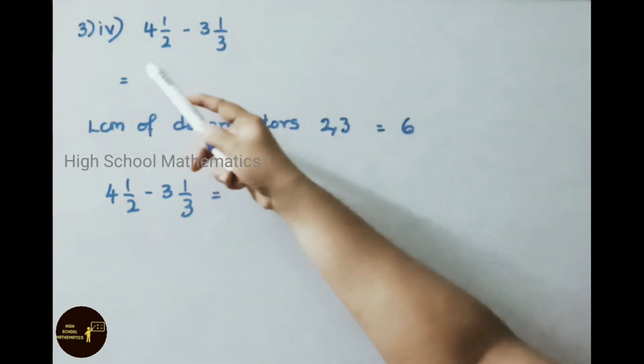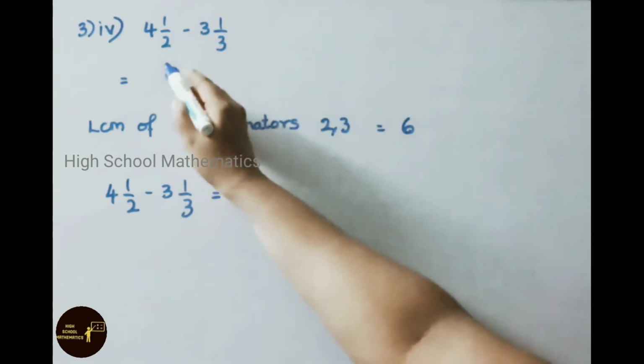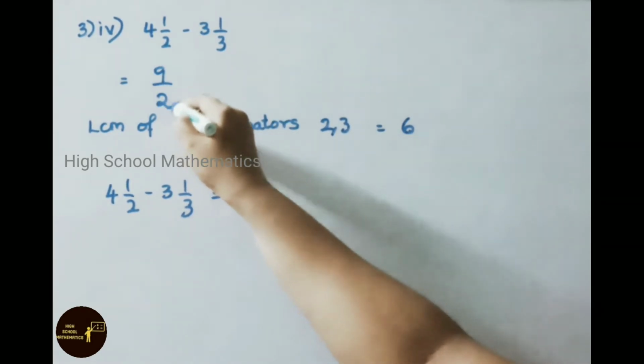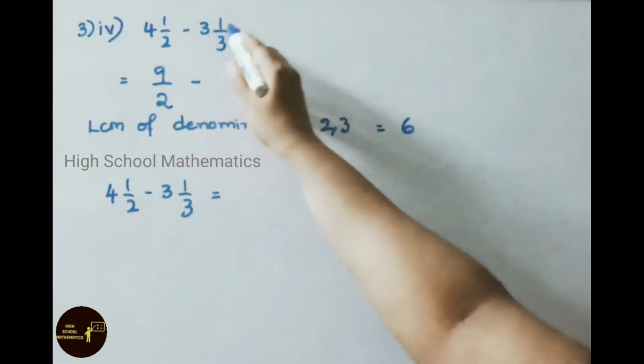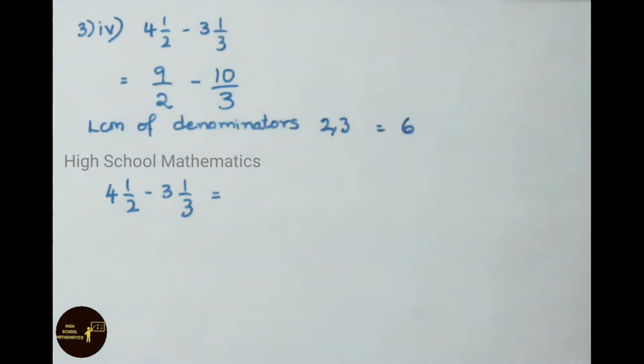Now third question, fourth sum, 4 1 by 2 minus 3 1 by 3. These two are mixed fractions. Let us convert them to improper fractions. 2 4s are 8, 8 plus 1 is 9. So write down 9 by 2, minus, 3 3s are 9, 9 plus 1 is 10. Write down 10 by 3. These two have different denominators, so these two are unlike fractions. Let us find the LCM of the denominators 2 and 3, that is 2 into 3, that equals 6.